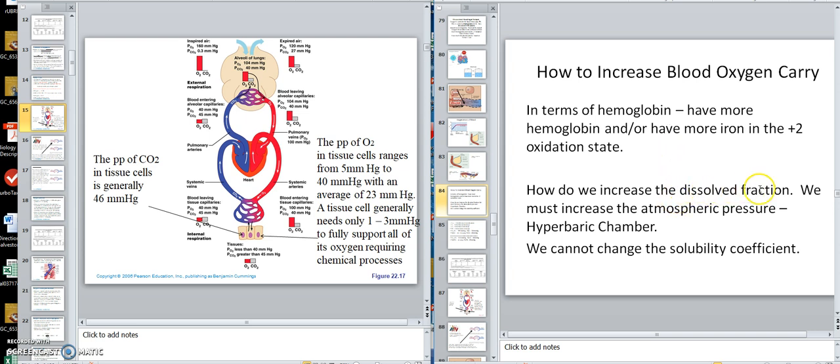How do you increase the dissolved fraction? Well, you can't change the solubility coefficient for oxygen. That's set in the chemistry of it. But what you could do is increase the atmospheric pressure, Henry's law. The amount of gas that will dissolve in a liquid depends on the partial pressure of the gas above the liquid. How do you increase the partial pressure? Increase the atmospheric pressure, the total. You could take it to 2 atm or 3 atm of atmospheric pressure. Where do you do that? Like in the hyperbaric chamber.